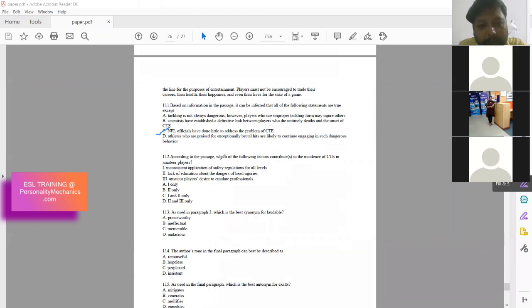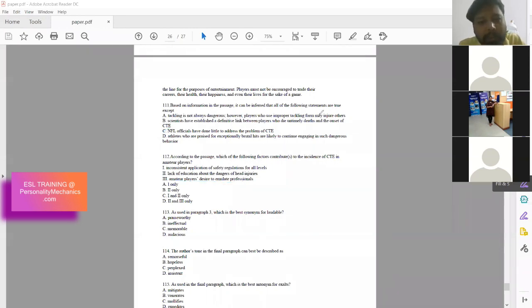Next is, according to the passage, which of the following factors contribute to the incidence of CTE in amateur players? The first is inconsistent application of safety regulations for all levels, lack of education about the dangers of head injuries, amateur players' desire to emulate professionals. So which of these factors contribute to the incidence of CTE?